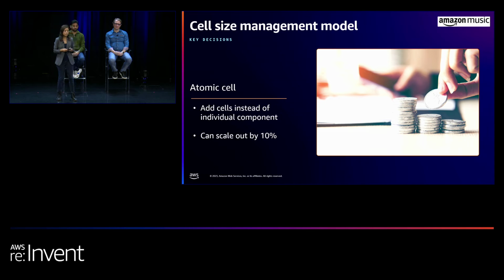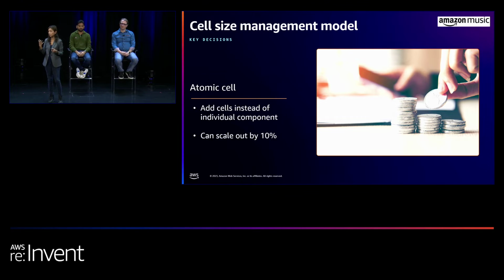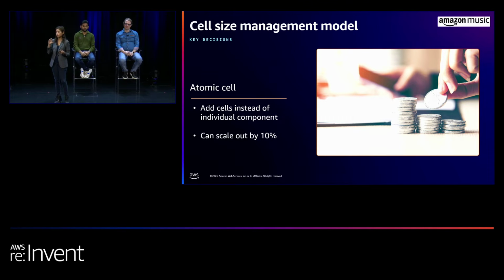The third key decision that they took was the cell size management model. Now there are two ways to design your cell. It can be atomic as well as non-atomic. In a non-atomic cell size management, your individual cells grow if there are a lot of requests coming in, and that's how you scale up. But in an atomic cell model, you add cells of the same size, so you can scale up by 10%. So all the cells are of the same size. And Amazon Music chose to go the atomic cell route because they chose to deploy the same stack in all the cells.